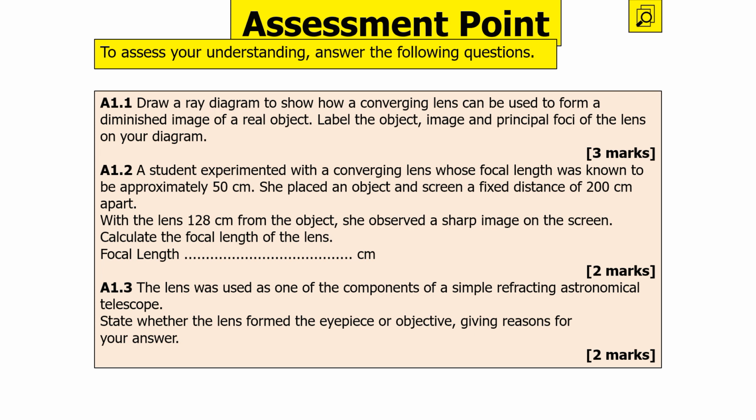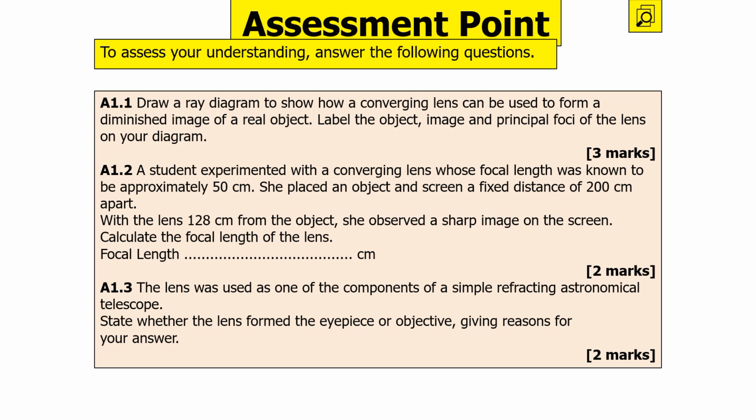Then a student experimented with a convergent lens whose focal length was known to be approximately 50 centimeters. She placed an object and screen at a fixed distance of 200 centimeters apart. With the lens 128 centimeters from the object, she observed a sharp image on the screen. Calculate the focal length of the lens.